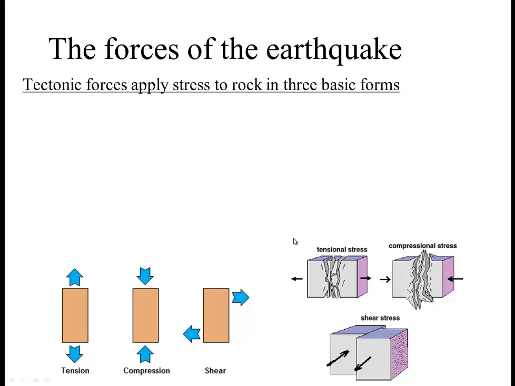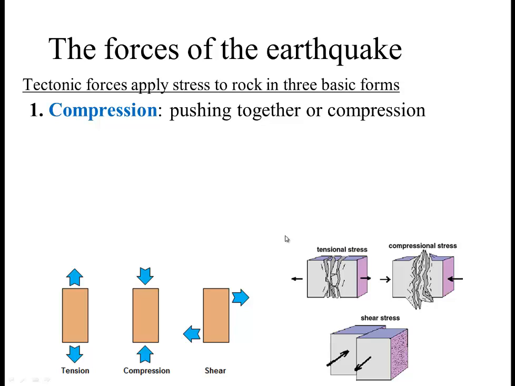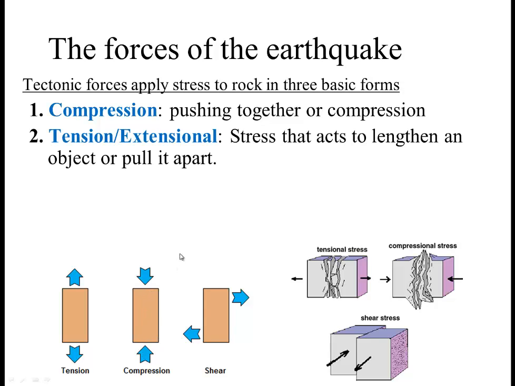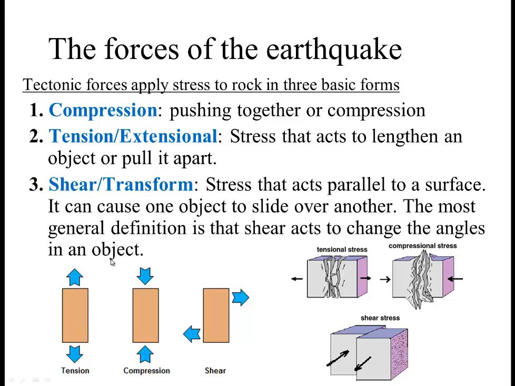Forces of an earthquake. Tectonic forces apply stress to the rock in three basic forms. We have what's called compression, where we take the opposite sides and push them together. We have what's called tension or extension, where we take the rock and pull it in opposite directions, away from each other. And then we have what's called shearing or transform, where we push in opposite directions, but side by side, like a pair of scissors or a pair of shears. It literally rips the rock apart.